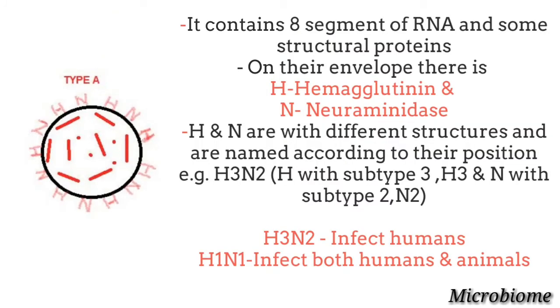Type A. It contains 8 segments of RNA and some structural proteins. Also in their envelope there is H, that is hemagglutinin, and N, that is neuraminidase. H and N are with different structures and are named according to their position. For example, H3N2: H with subtype 3, H3, and N with subtype 2. While H3N2 infects humans, H1N1 infects both humans and animals.